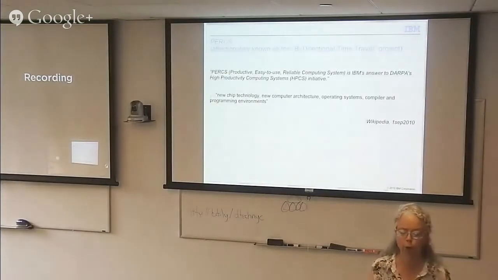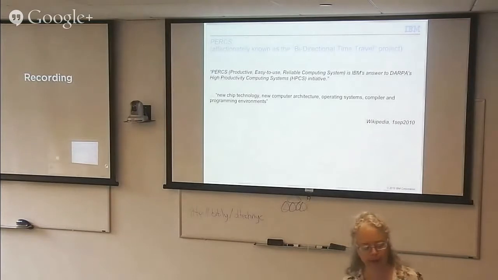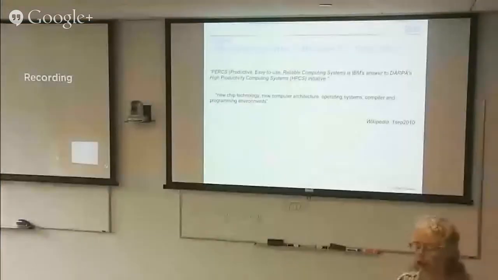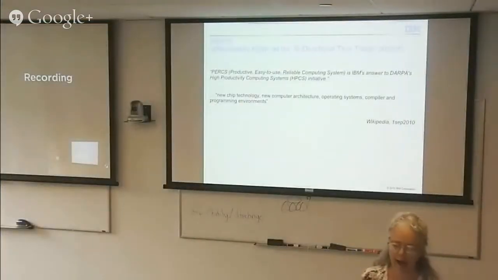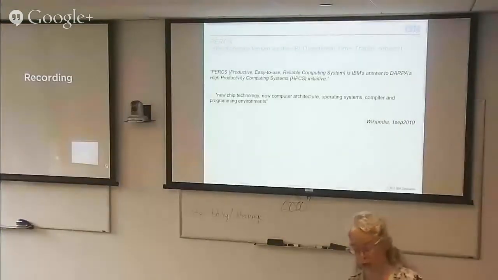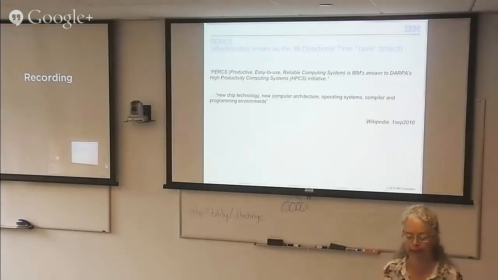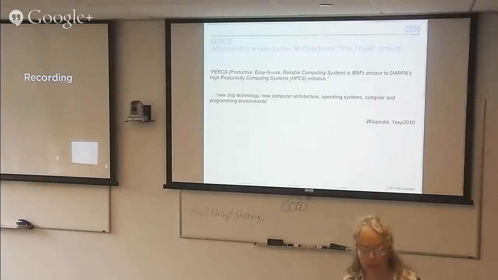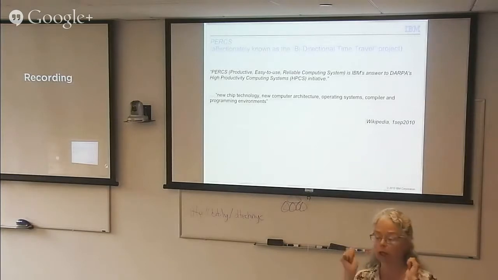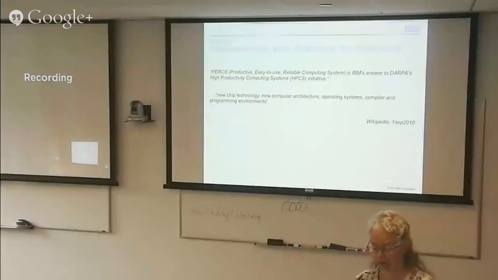The first one is called PERCS, which is affectionately known at IBM as the Bidirectional Time Travel Project. Its more official name is the Productive, Easy-to-Use, Reliable Computing System, which was in response to a DARPA High Productivity Computing System initiative. And this was everything from new chip technology, new computer architecture, operating systems, compiler, and programming environments.